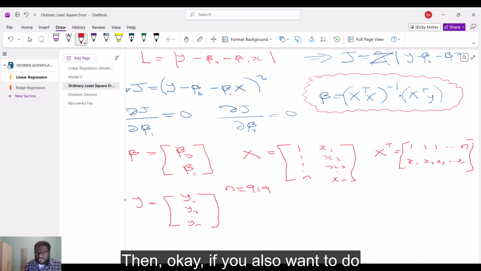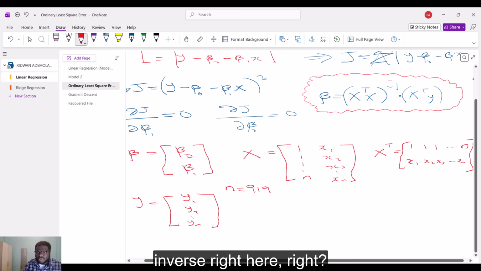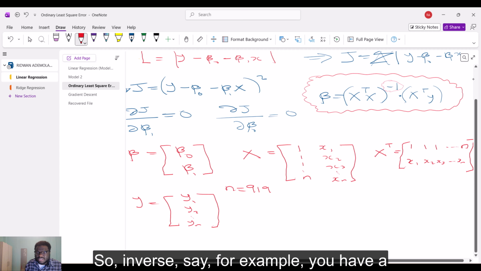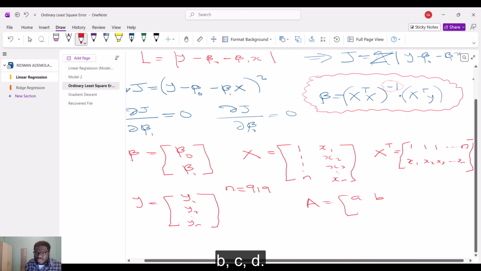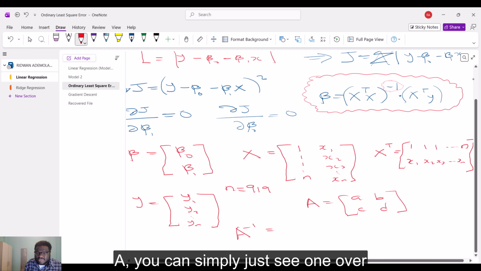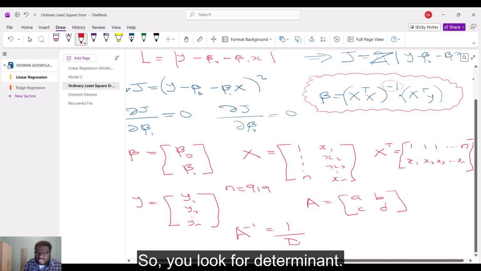Then, if you also want to do the inverse, you could see there's something we call inverse right here. Say for example you have a matrix A that looks like this: small a, b, c, d. If you want to do the inverse of A, you can simply say 1 over the determinant. So you look for the determinant, which is represented as D.